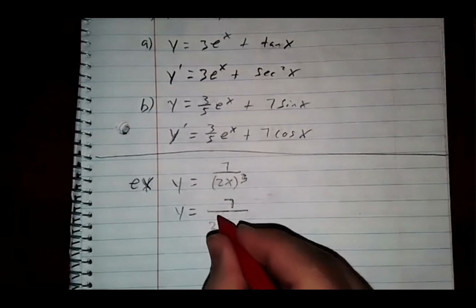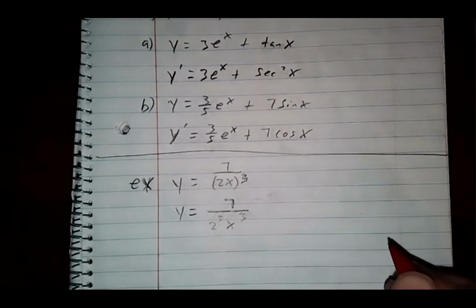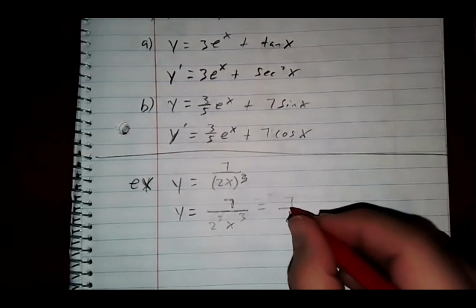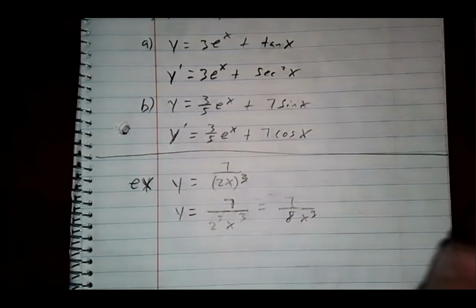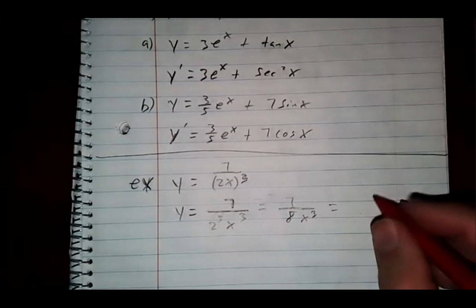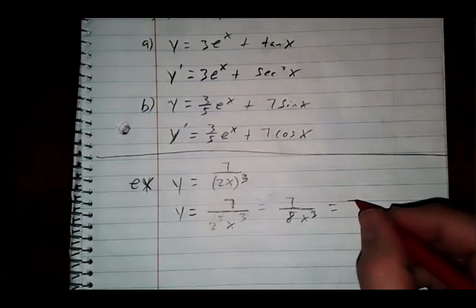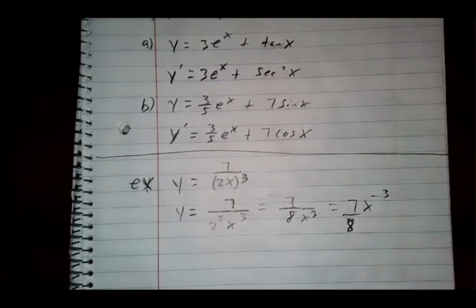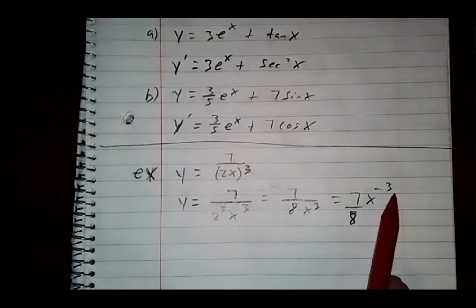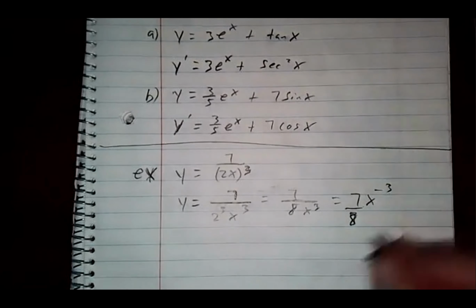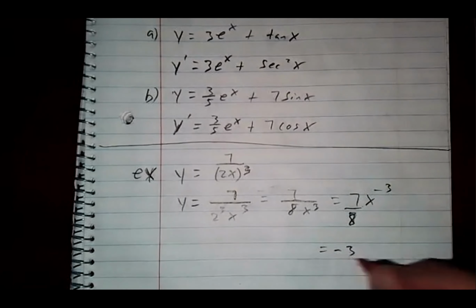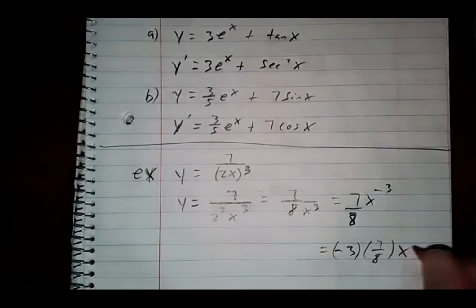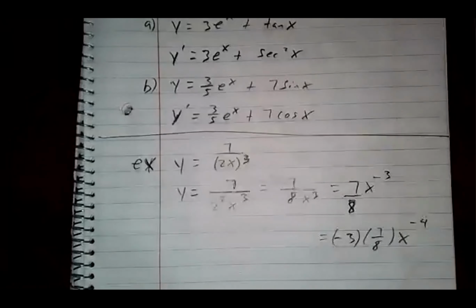So it'd be 2 cubed x cubed, which is going to be 7 over 8 x cubed, right? So then you just bring up the number up top. So it'd be 7x to the negative 3. And then you just do a power rule on this guy. So you would get negative 3 times 7/8, minus 1. So it becomes a negative 4.